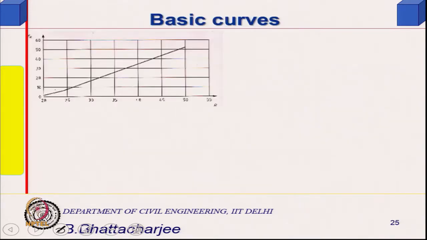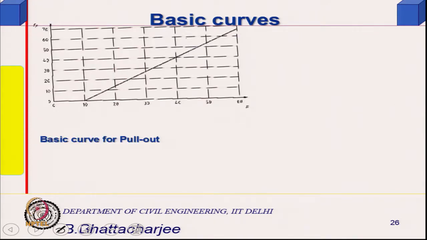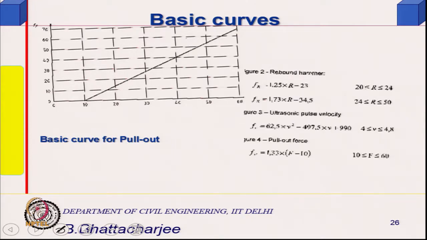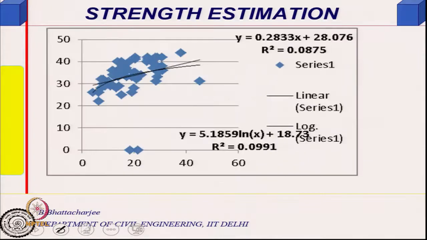As a result there is a problem; so far I was not able to use this basic curve for the pull out test. So, the BS code provides all this. Okay, you know this already, I have told you.